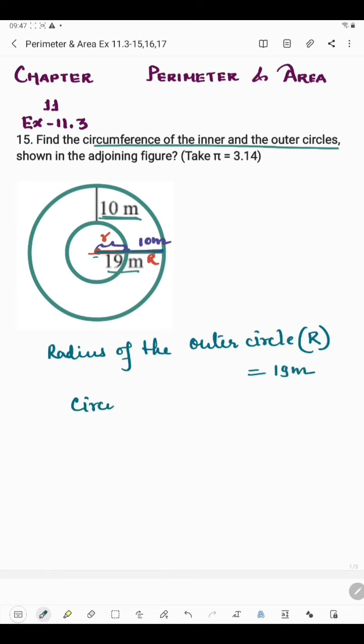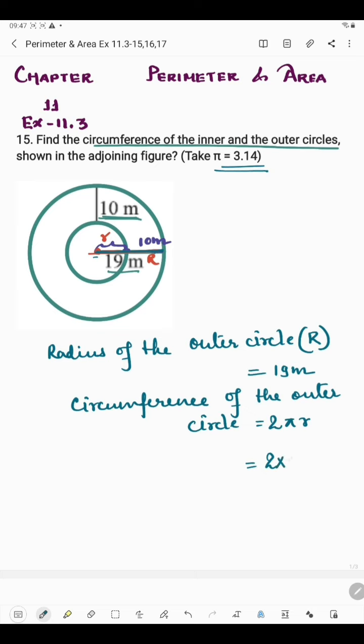So what will be the circumference of the outer circle? Circumference of the outer circle is 2 pi r. So 2 will remain the same. Now pi is 3.14. So 2 multiplied by 3.14 multiplied by radius, which is 19. Here this r will be capital R, since we are finding the circumference of the outer circle. Now 19 twos are 38. So 3.14 will be multiplied by 38.